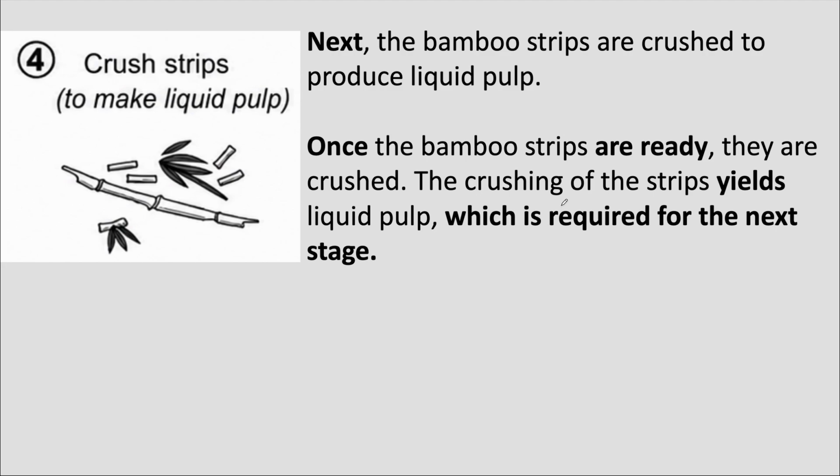The fourth step mentions that the bamboo strips are crushed to make liquid pulp. Pulp is a soft, wet mixture of crushed material. For example, paper is also made from wood pulp. For the longer version, we again refer back to the previous step and say once the bamboo strips are ready, instead of just writing next. Instead of saying it produces liquid pulp or it makes liquid pulp, we've used the word yields.